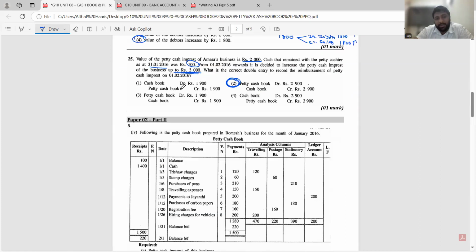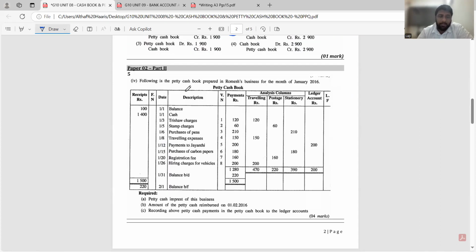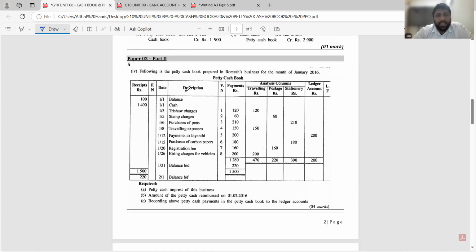Now let's move to the next one. Following is the petty cash book prepared in Ramesh business.